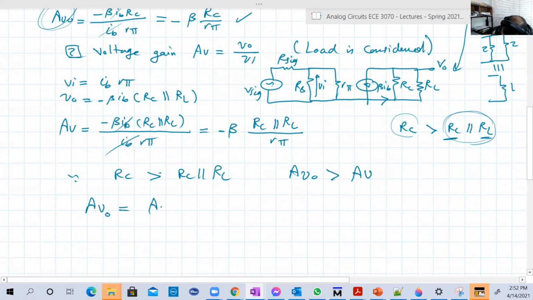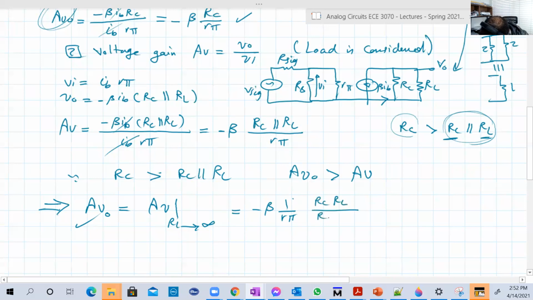Av0 is equal to Av when R load tends to infinity. And this is another way to get Av0. You can start by Av, then apply this equation to get Av0. Let's try it. So Av is minus beta over r-pi, because I'm going to factorize RC parallel RL. So RC parallel RL is basically RC RL over RC plus RL. So divide by RL. So minus beta over r-pi, and then this will be RL, and here you have 1.